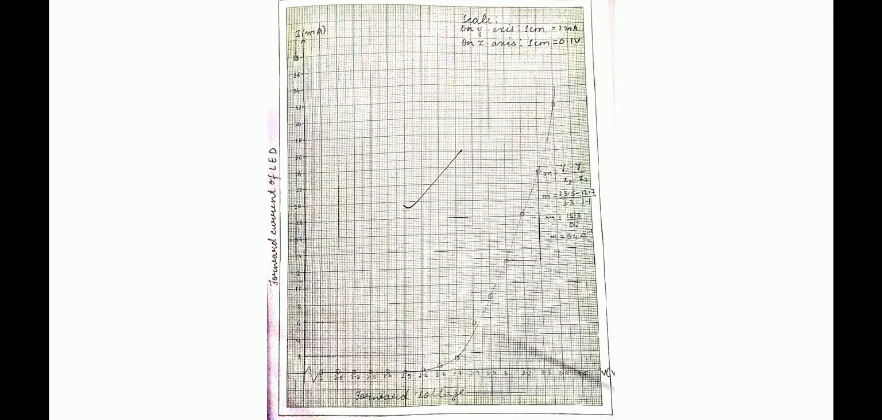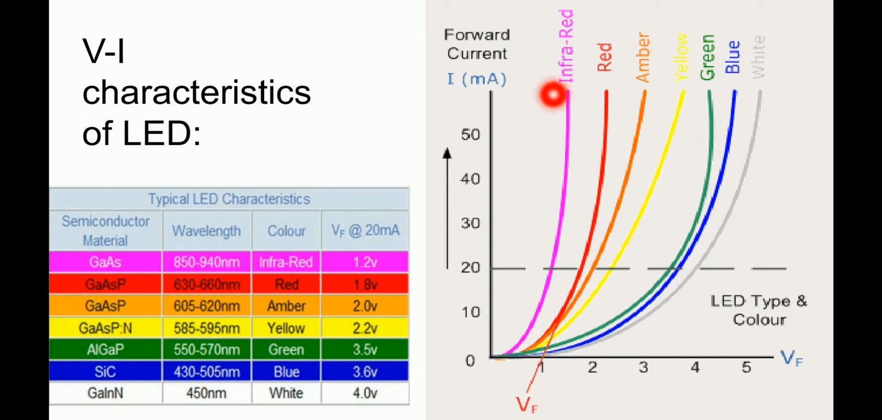We will observe that the infrared LED has the lowest forward voltage. The forward voltage of LED goes on increasing in the order of red, orange, yellow, green, blue and white. This is due to the different composition of semiconductor material used in the LEDs. Also, the LED with less wavelength has more forward voltage. So, this is how we determine the IV characteristics of LED.